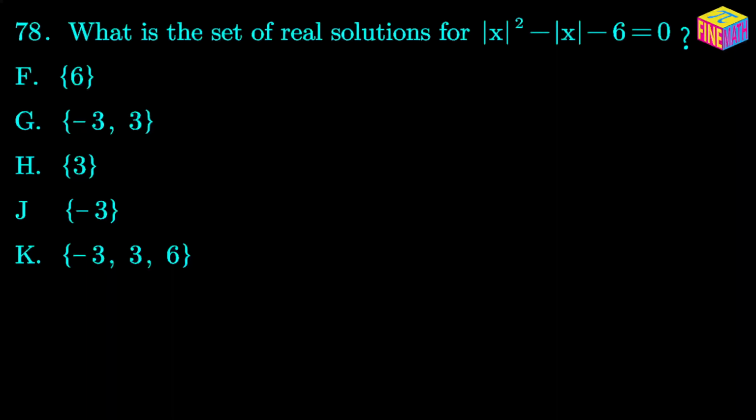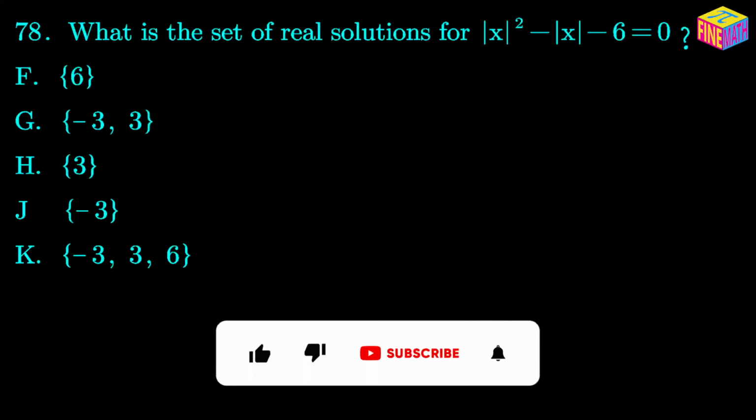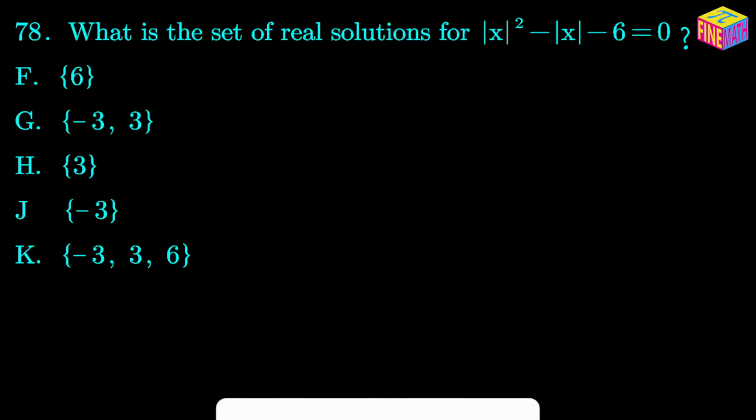So let's get started. Here the question says, what is the set of real solutions for an equation which is given as modulus of x squared minus modulus of x minus 6 is equal to 0. So essentially we have to find out all possible values of x for which this equation will be satisfied.